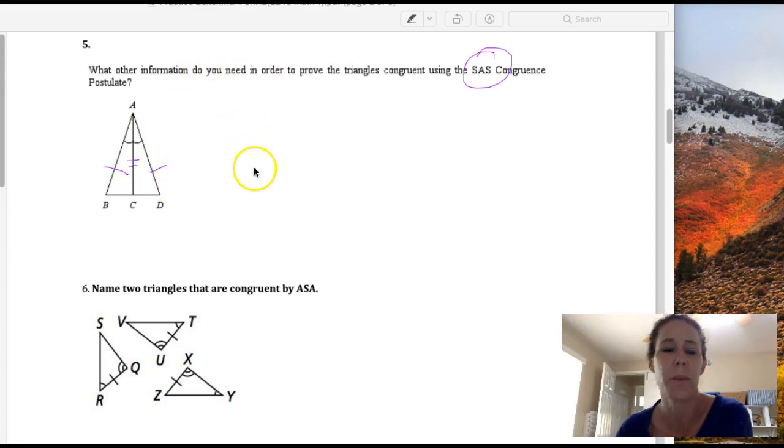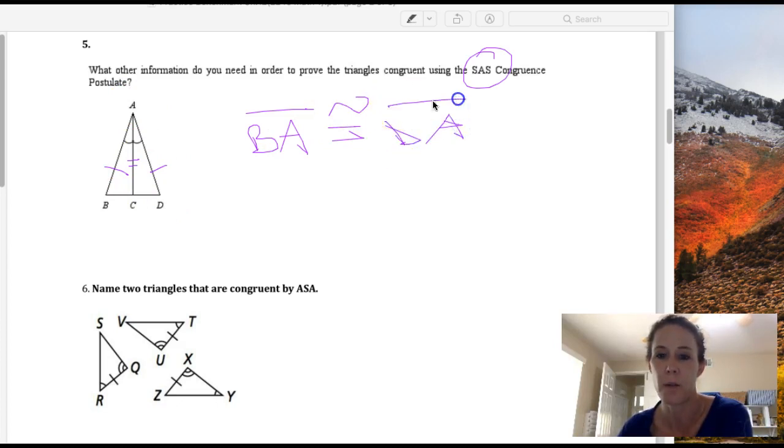So what other information do we need? We need to know that BA is congruent to DA in order to make side angle side work. And that's supposed to be a D.